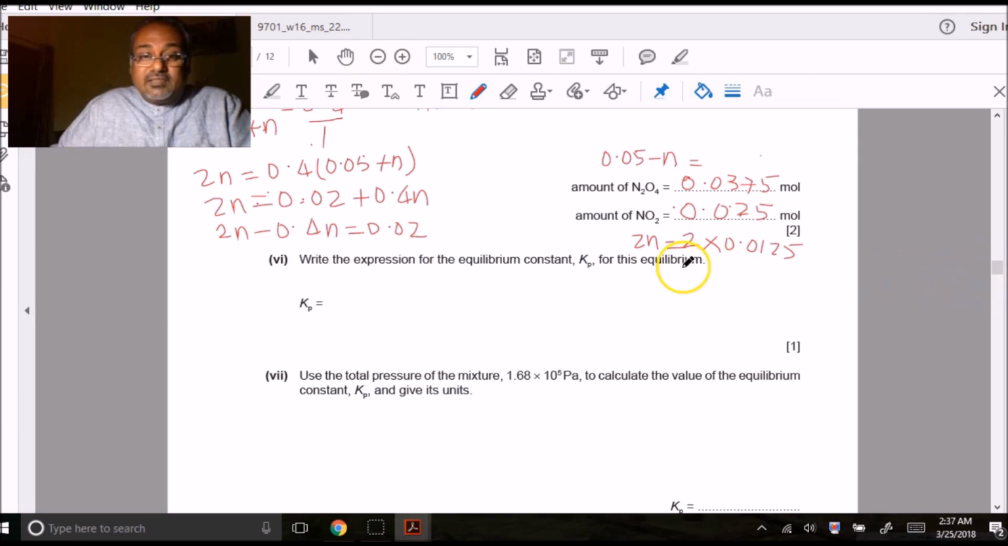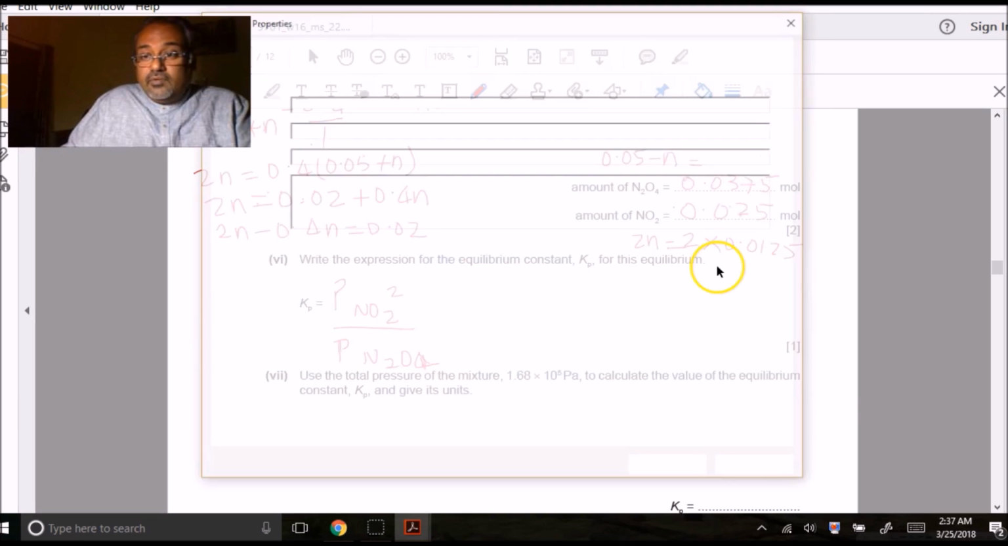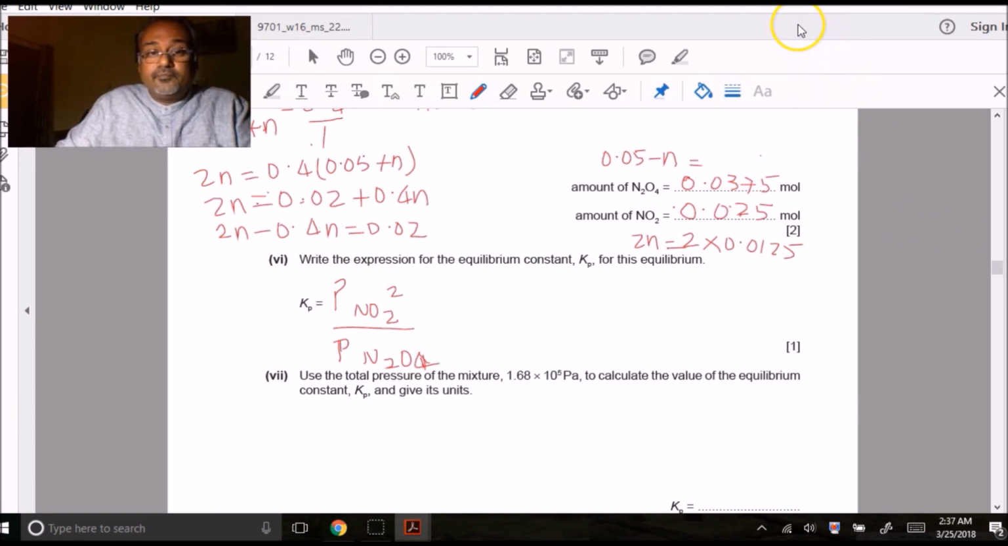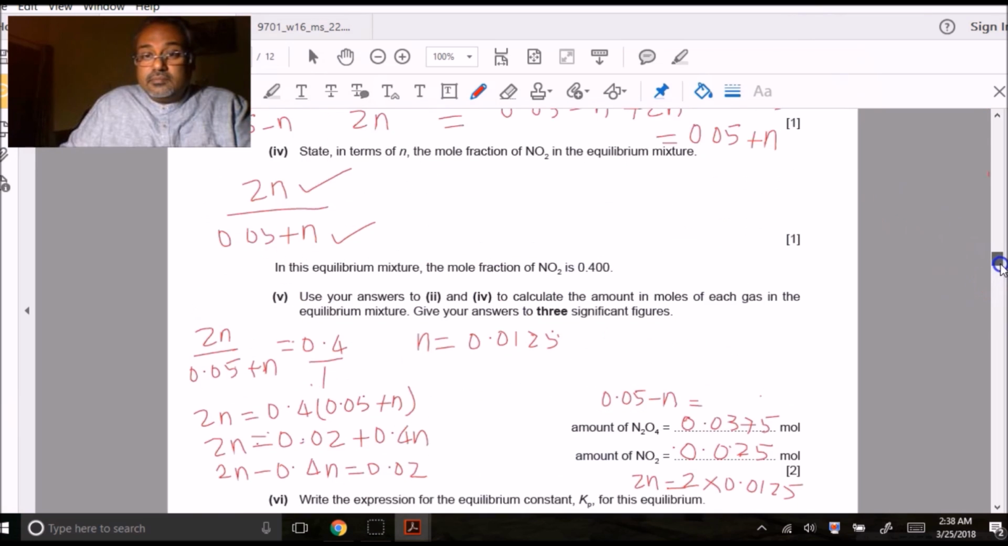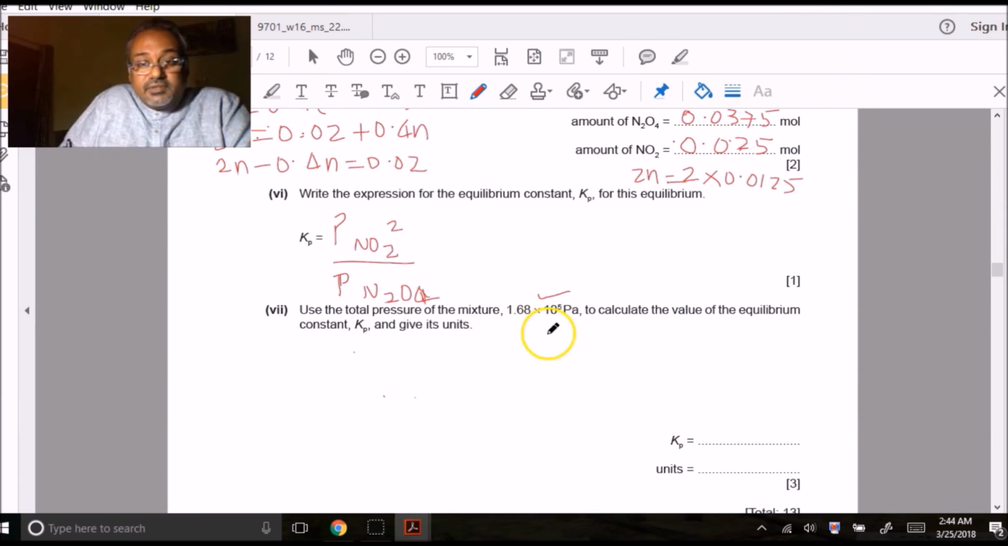We need to write the expression for Kp. Remember, Kp equals the partial pressure of the product, which is NO2, raised to the power 2, divided by the partial pressure of N2O4, which is on our left hand side. So always remember, if you look at the equation there, you're given the total pressure, and you're supposed to find the Kp value.